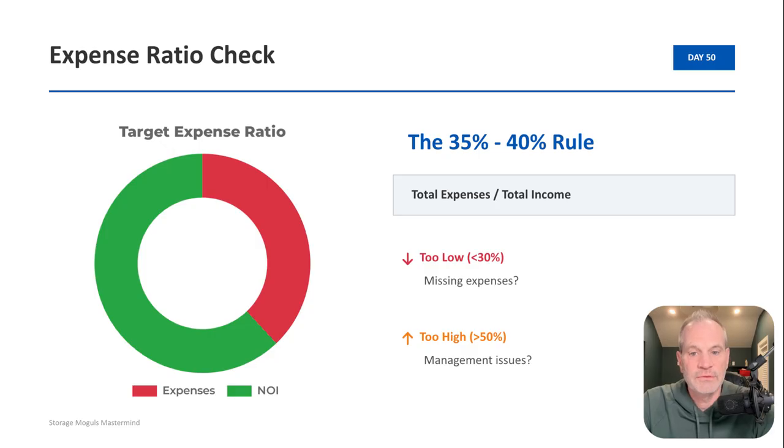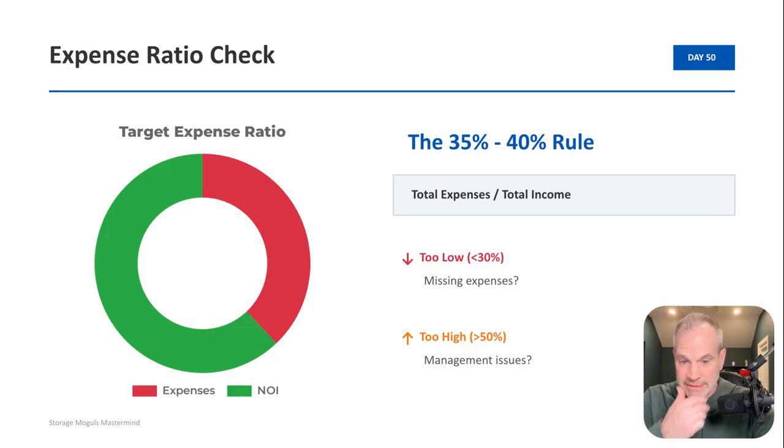If the ratio is too low, let's say 30%, you might be missing some expenses. If it's too high, like over 50%, it could signal management issues or inefficiencies, or wait for it, opportunities. This ratio gives you a fast way to flag potential problems or, again, hidden costs. It's a powerful indicator of operational efficiency, and it helps us move towards the calculation of our NOI.